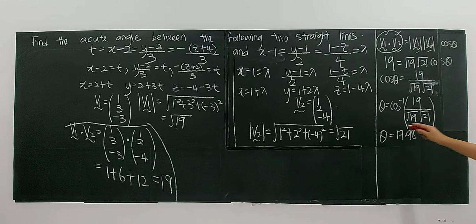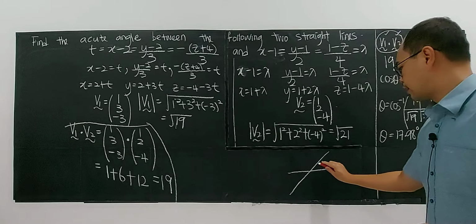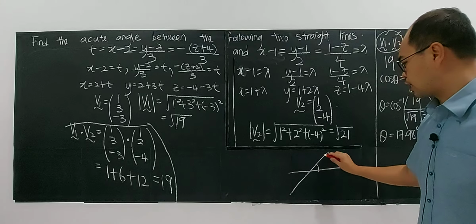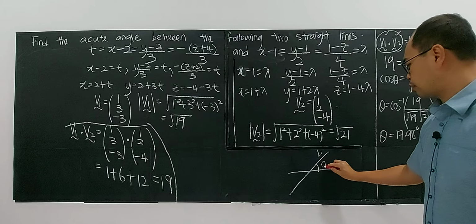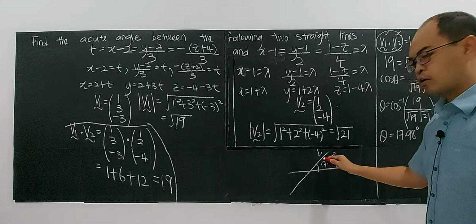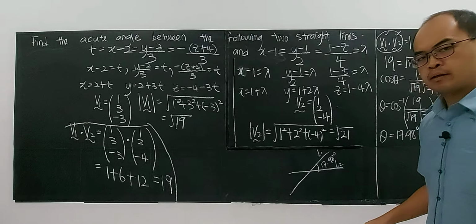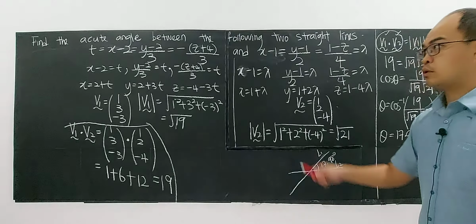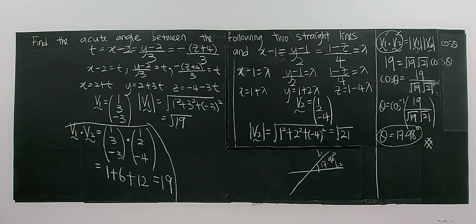So this is an acute angle between the two straight lines, let's say line 1 and line 2. Of course, there is also an obtuse angle between the two straight lines. It's either obtuse or acute. Since the question requests the acute angle, then this is the angle between the two straight lines.